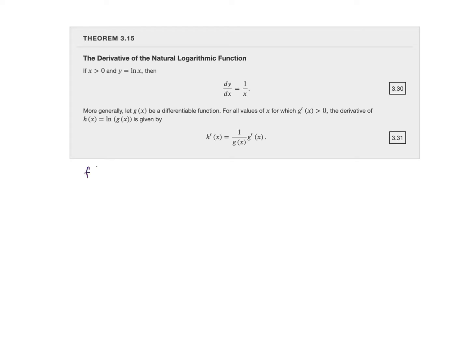And it says that if you're given f of x equals ln x, the derivative of this, f prime of x, is just 1 over x. And it's only 1 over x if there's a single x value here.